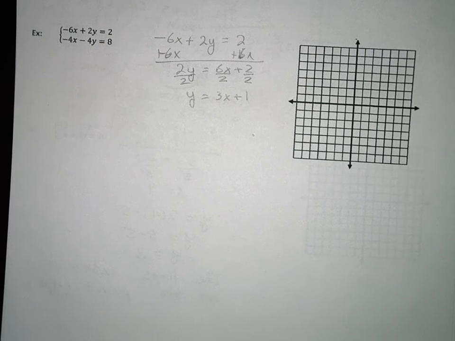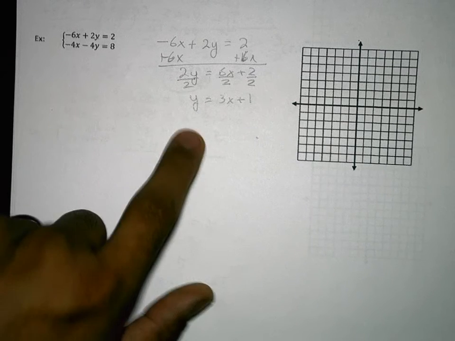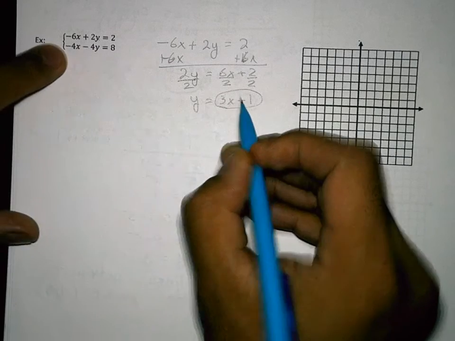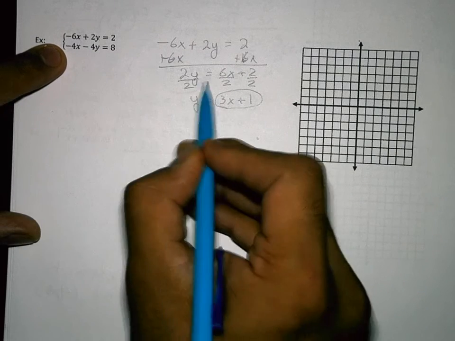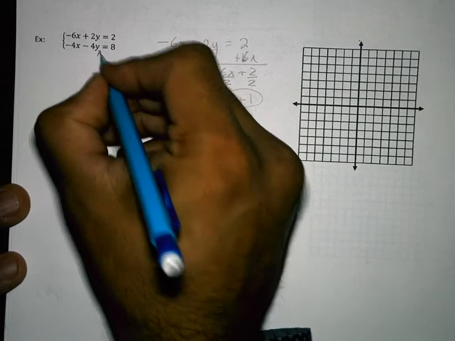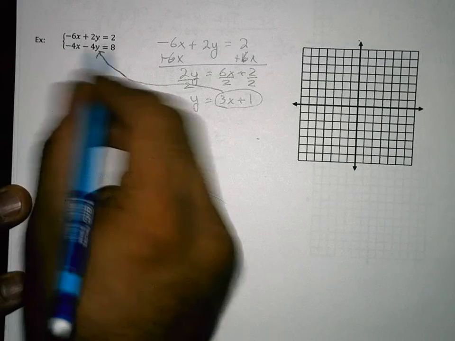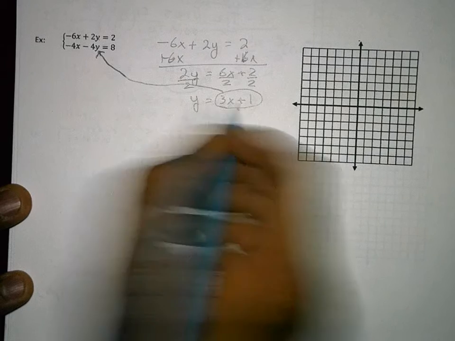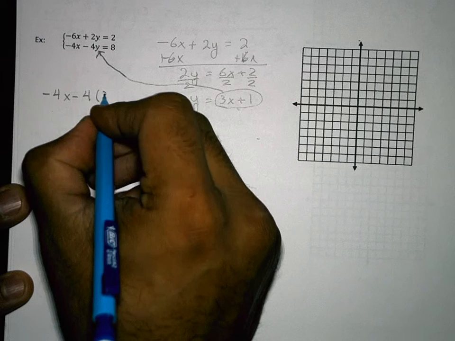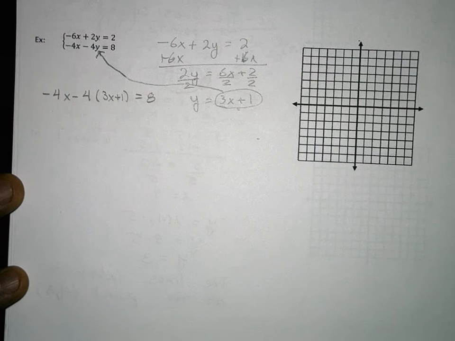So now I've got a y all by itself. So now here's the key. I've got to take this and plug it into the y of the other equation. So I've got to put it right there. So I'm going to take this and I'm going to put it right there. And so that's going to be negative 4. So I'm going to rewrite this, but instead of a y, I'm going to put this 3x plus 1, equals 8. Okay, now I'm going to solve for x.